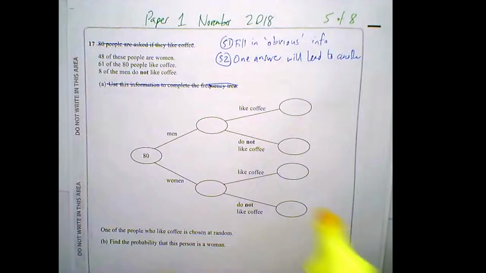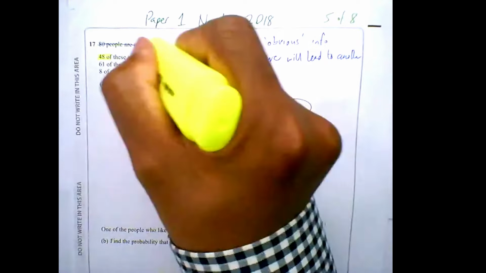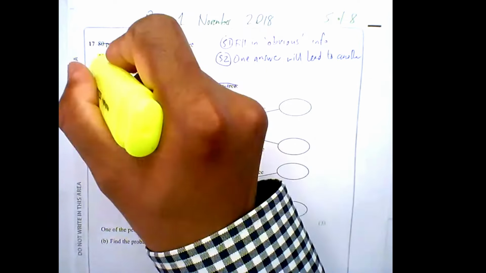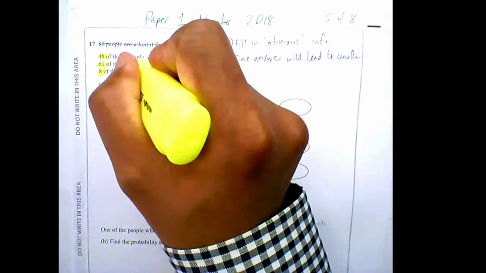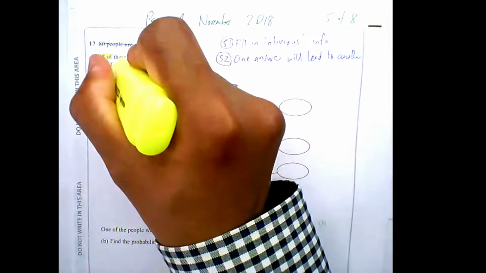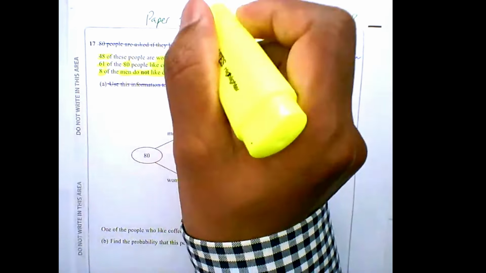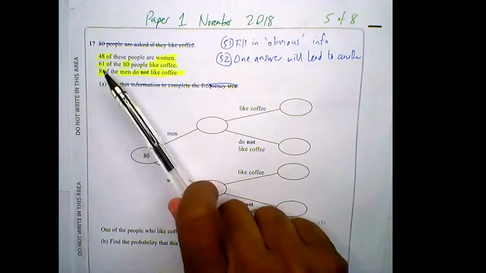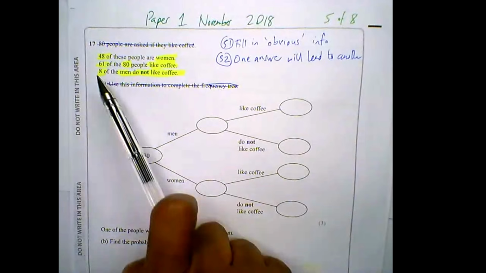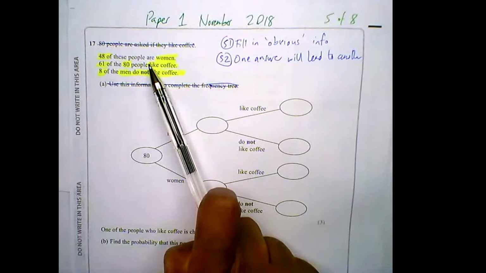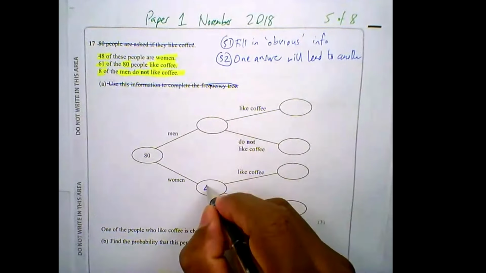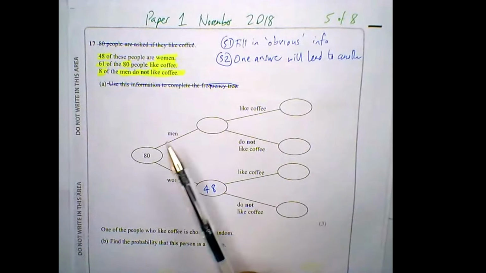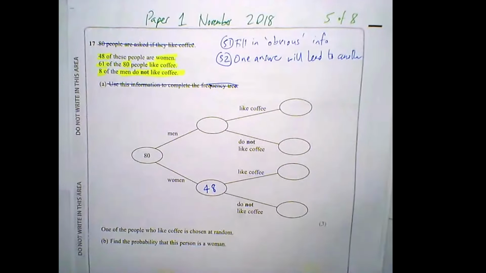Okay, so 48 of these people are women. 61 of the 80 people like coffee. 8 of the men do not like coffee. So that's our clear information. So we're just reading it, analyzing it, understanding it. 48 of these people are women. So that's the first obvious information. We can put 48 here. And so now our step 2 happens to be this one. So 80 take away 48.